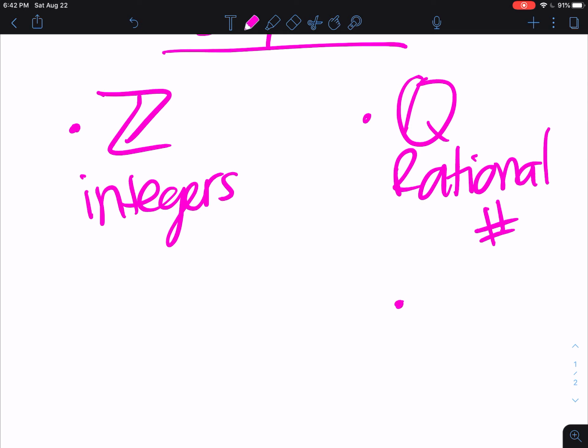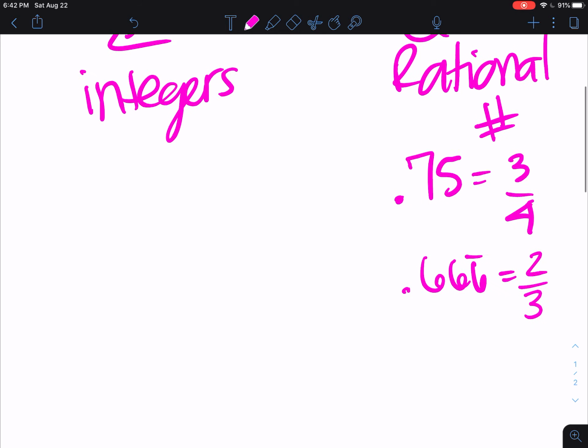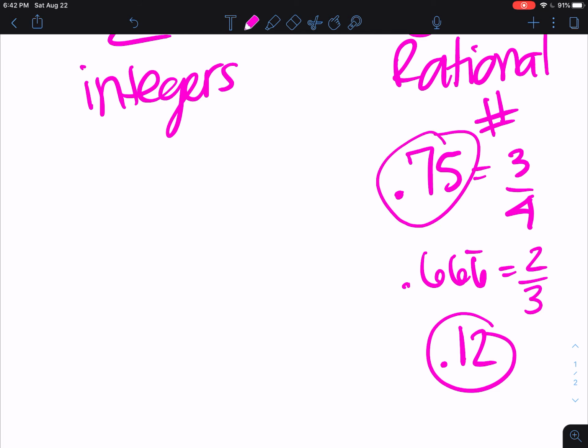So if we have the decimal of 0.75, well, that's 3/4, right? If I have 0.666 repeating, that's 2/3. Okay, so any number that is a pretty decimal, so let's say 0.12, that can turn into 12 over 100. You simplify that further, 6 over 50, 3 over 25, right? So you can make a clear, pretty decimal into a fraction, okay?